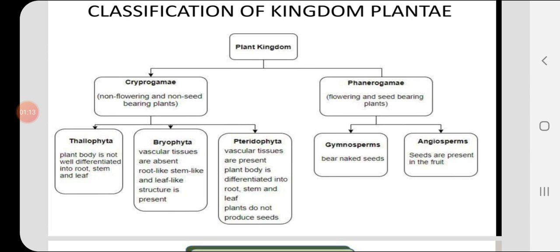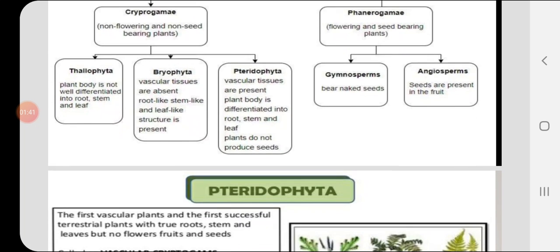Today we are going to study about the division Pteridophyta, characteristics of the division Pteridophyta and classification of Pteridophyta. In our next lecture we will study about gymnosperms and angiosperms. So today will be the last lecture of this division, that is cryptogams. Then we will start with phanerogams. Okay, so let us start with the division Pteridophyta.